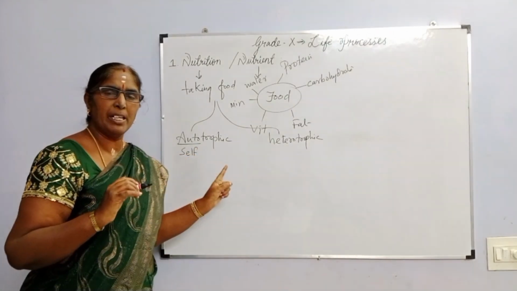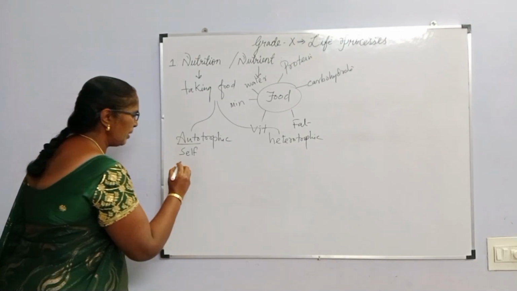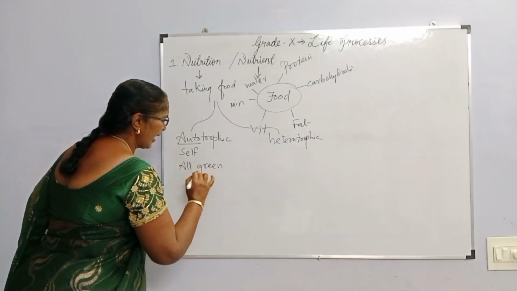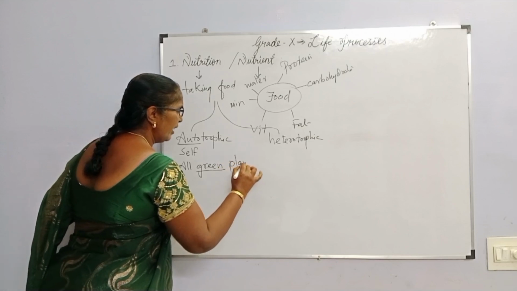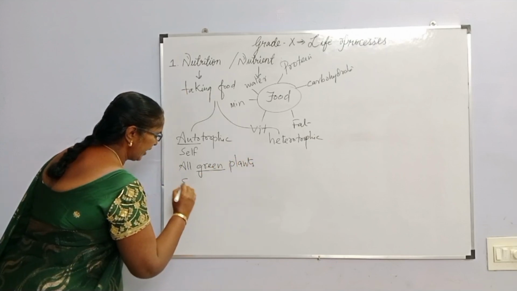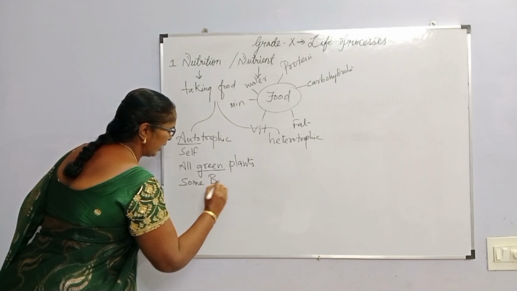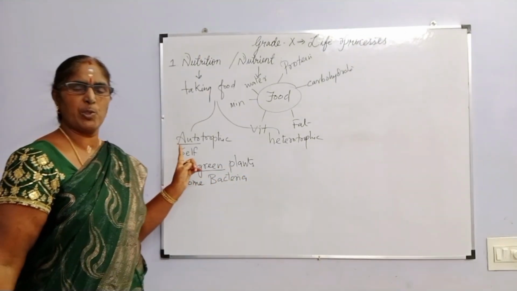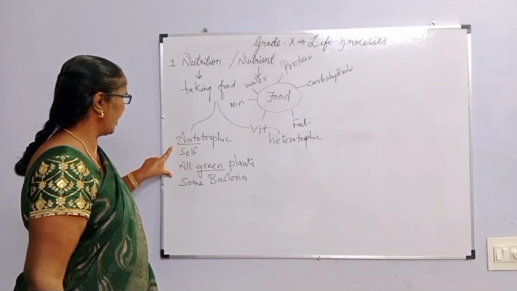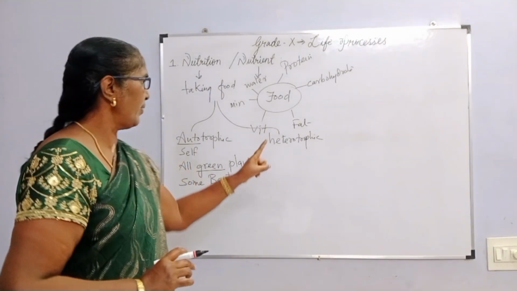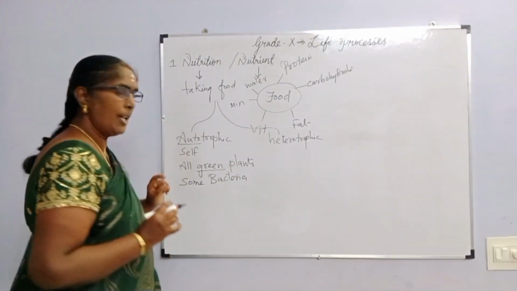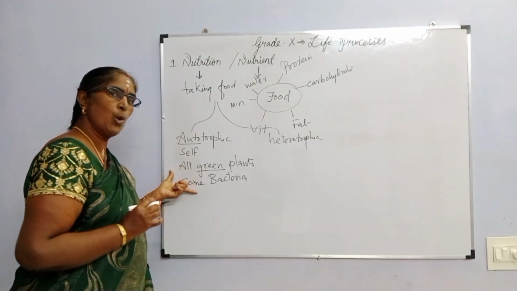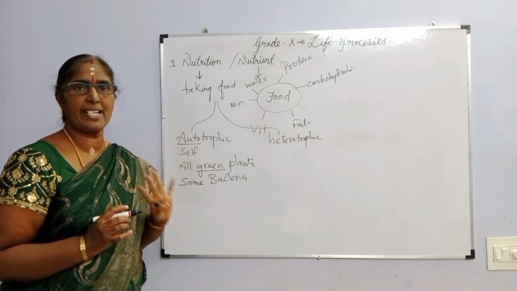What is the example? Self-preparing the food. The example is all the green plants and some bacteria. These two are examples of autotrophic nutrition. Now let us see autotrophic nutrition clearly; later we can see heterotrophic. In autotrophic nutrition, the green plant prepares the whole food, and 4 raw materials are necessary.